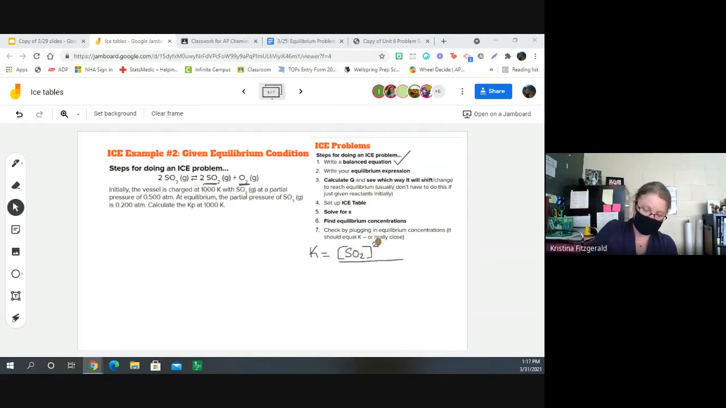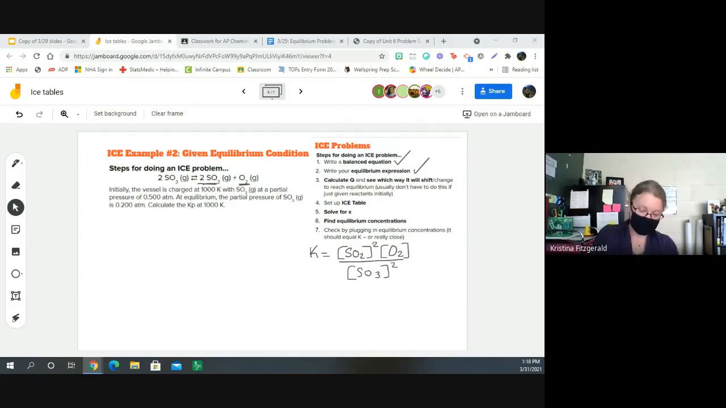Because the SO2 has a 2 in front, you have to put that as an exponent. And then O2 is there. And then our reactant SO3, and that's going to be squared. Okay, so we wrote our equilibrium expression. That's the ratio of the products to reactants at equilibrium. So I did that. Now we have to read the question and see what we've got going on.